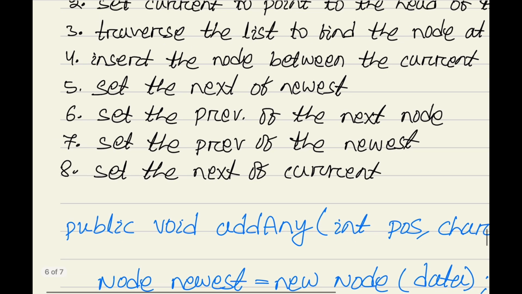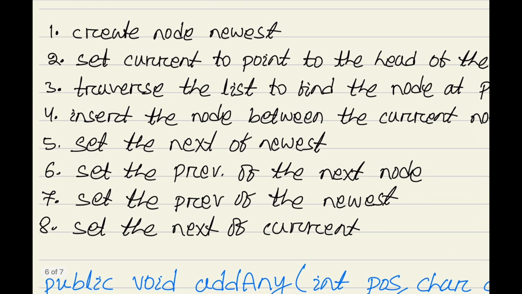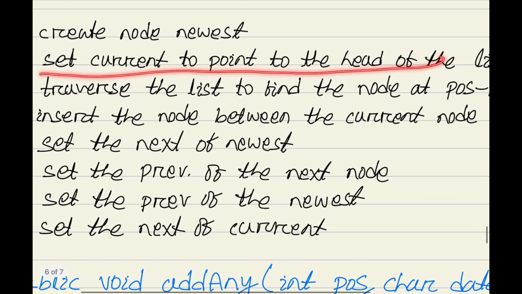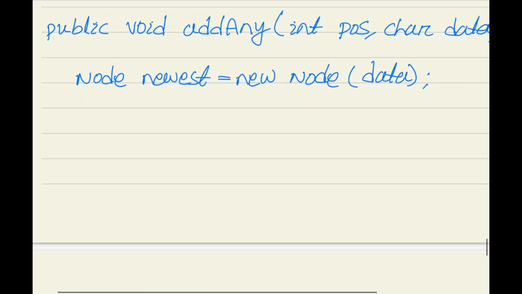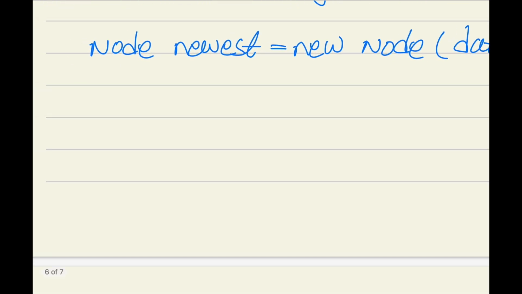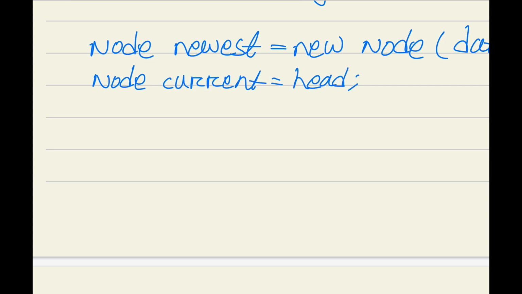Now what is the next step? The next step is set current to point to the head of the list. So here we can write node current equal to head. That means we are taking one reference variable current that is going to refer to the first node of the list.